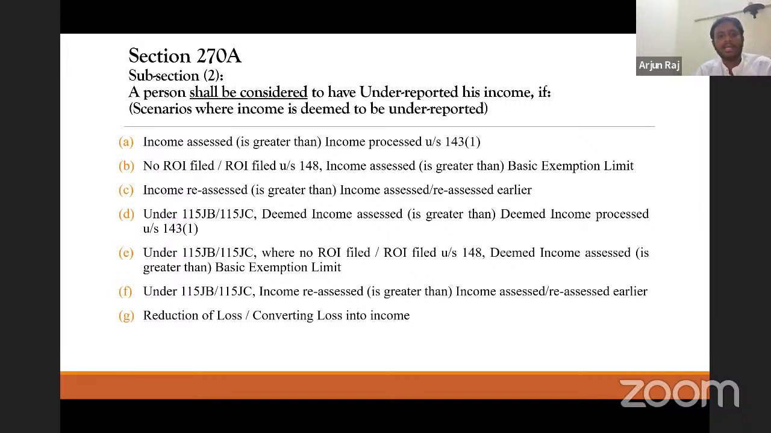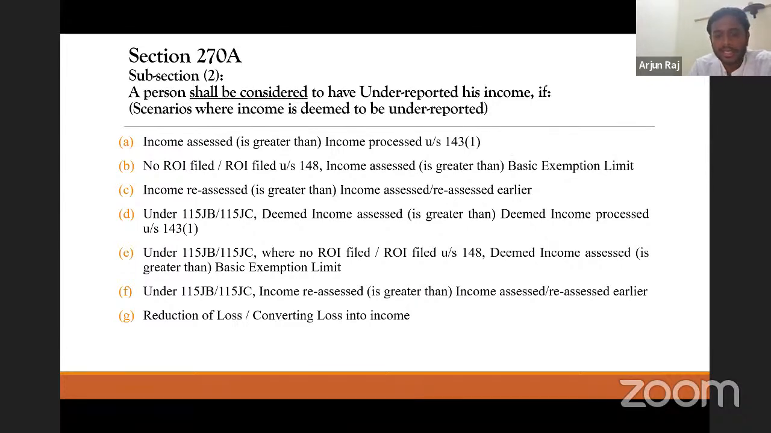The first is income being assessed first time. That is, income assessed is greater than the income processed under section 143(1). Next is, in the event of not filing any return of income or a return filed under 148, it will be where the income assessed is greater than the basic exemption limit.